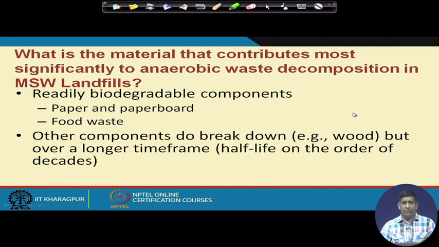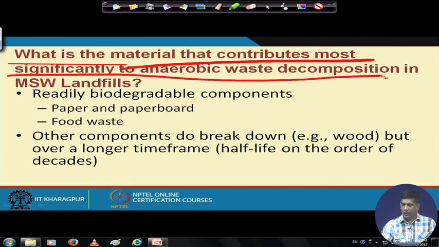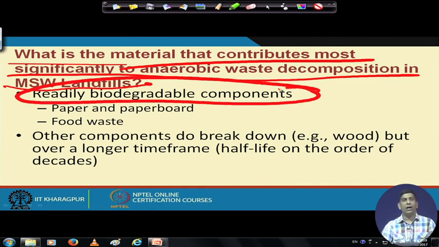So what is the material that contributes most significantly to anaerobic waste decomposition? If you remember from the previous discussion, we had a discussion on this one. What is that material that contributes most significantly to anaerobic waste decomposition in an MSW landfill? It's the readily biodegradable components. Remember, what do you mean by readily biodegradable?